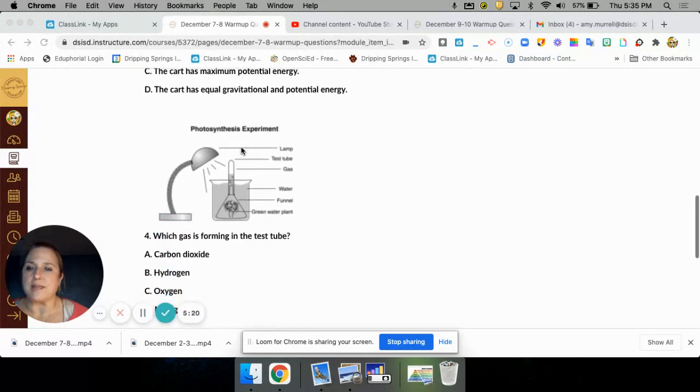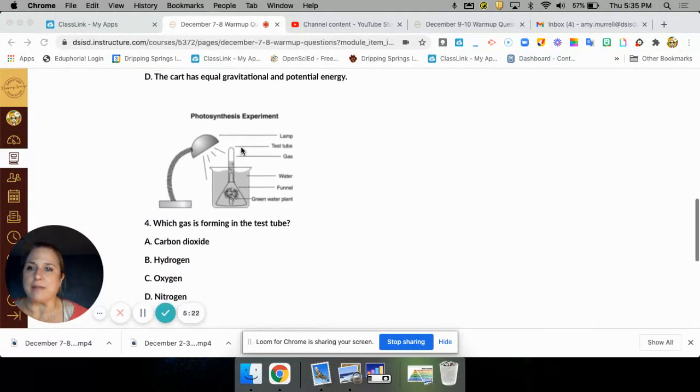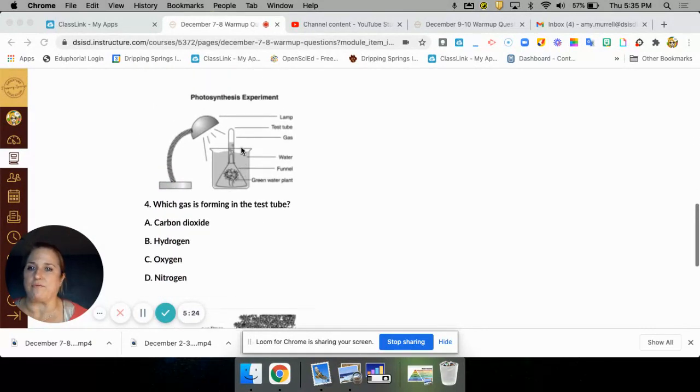Number 3, we kind of switch gears and go back to 7th grade for photosynthesis. We've given you a picture, a lamp, a test tube. There's a gas forming in the test tube, there's water, there's a funnel, and then there's a green water plant. So the test tube is collecting the gas. Which gas is forming in the test tube?